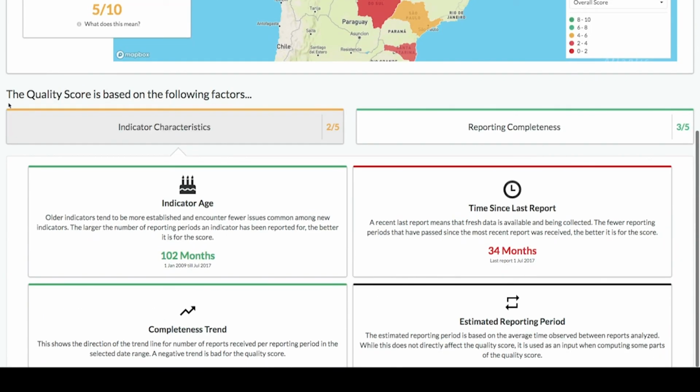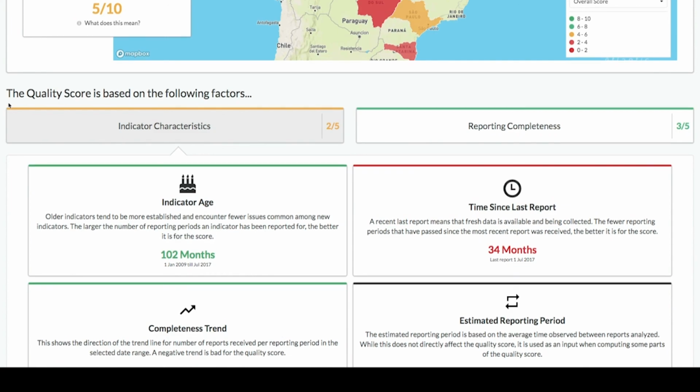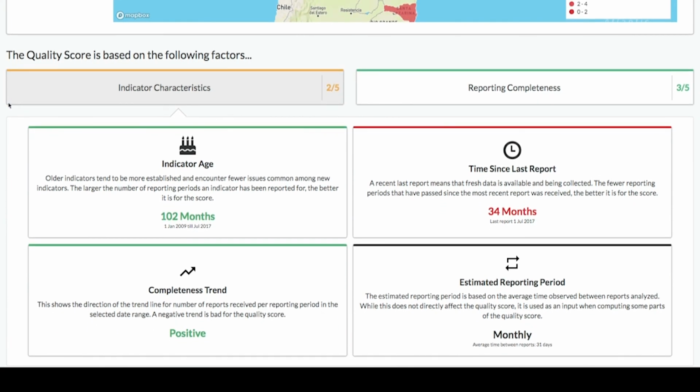So the WHO data quality standards hold out certain things as being very important to generating a data quality report. Things like indicator age, time since last report, completeness trend, reporting cadence. So looking at if the information comes in every week, every month, et cetera. And then we can also drill down and see reporting completeness.